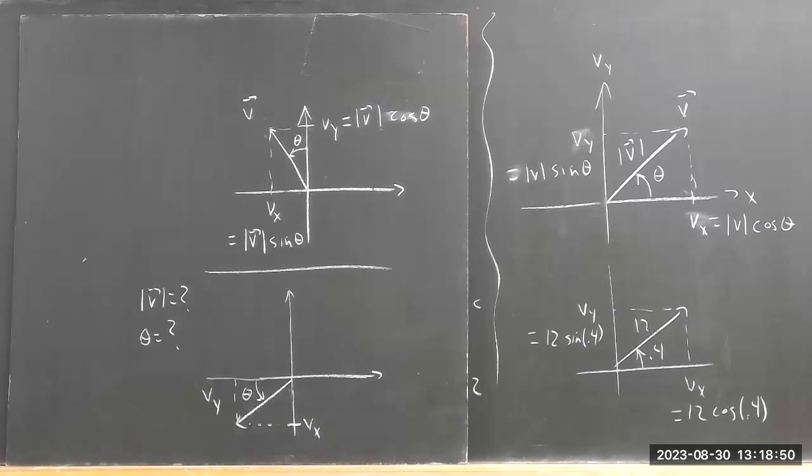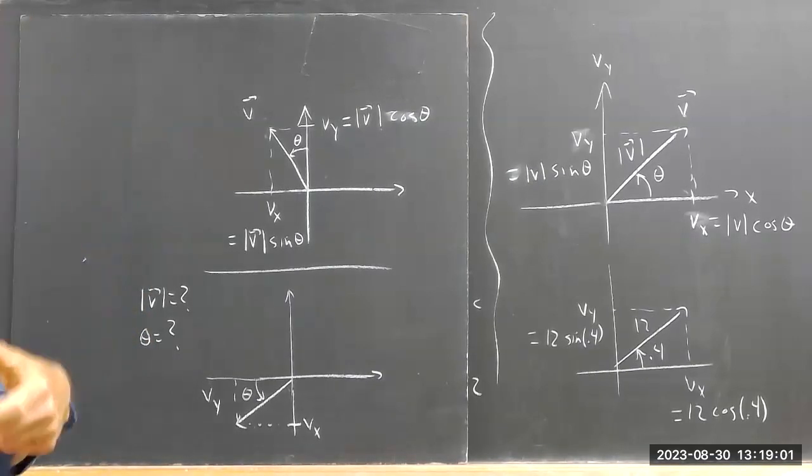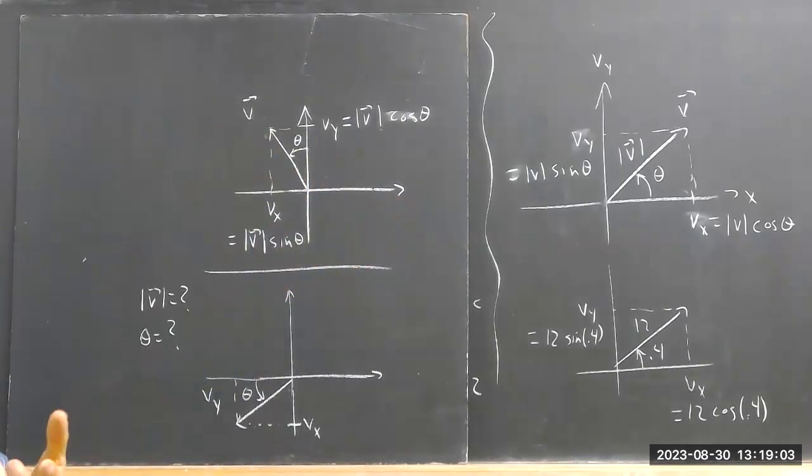Okay, again, I'm saying a lot of circular answers. By circular, I mean this. I ask you for the magnitude of V, I ask you for theta. So that implicitly means we don't know what V or theta is. Okay?